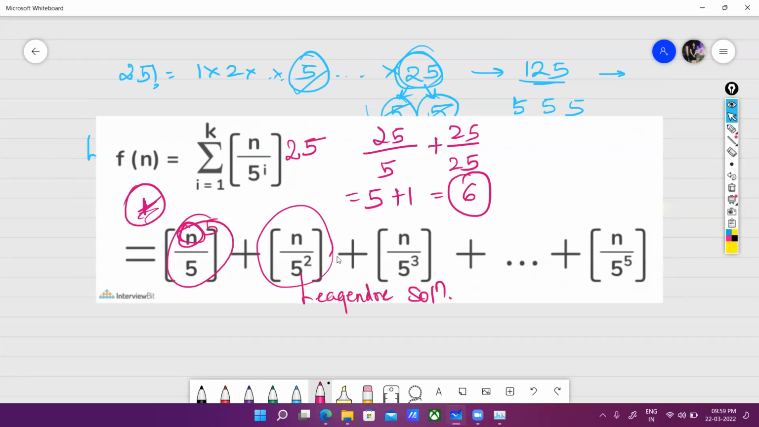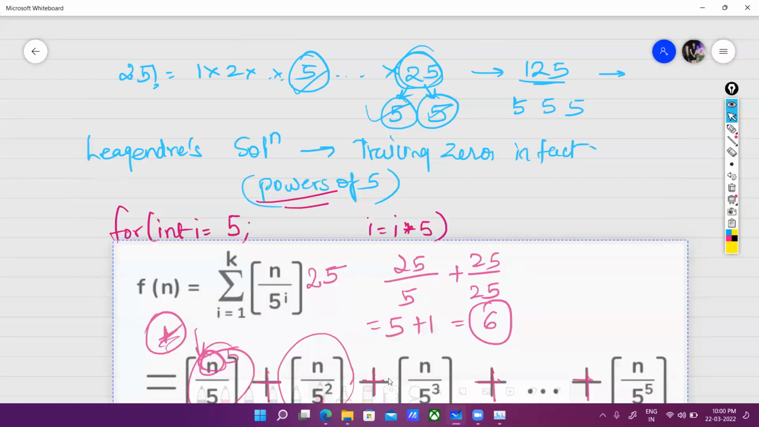We have to take the number itself. There is no need to calculate the factorial here. We just take that number, divide it by the powers of 5, and cumulatively add the results. We have to add them as many times as needed. So this way we have finished the theory part here.